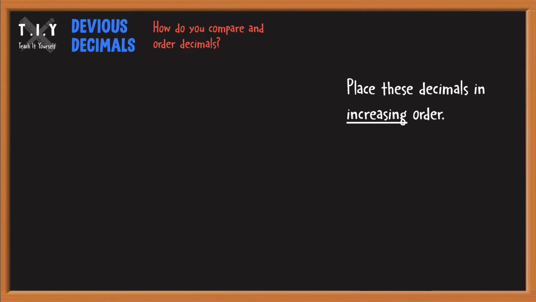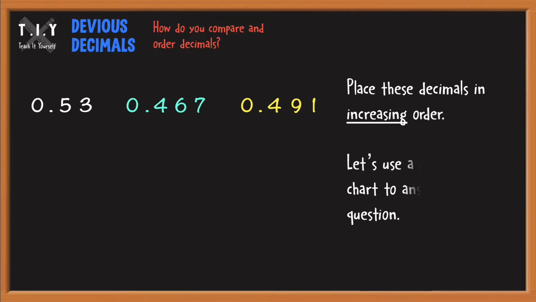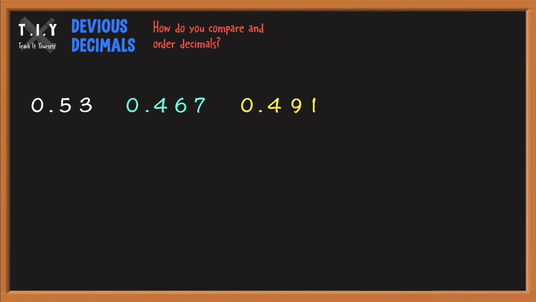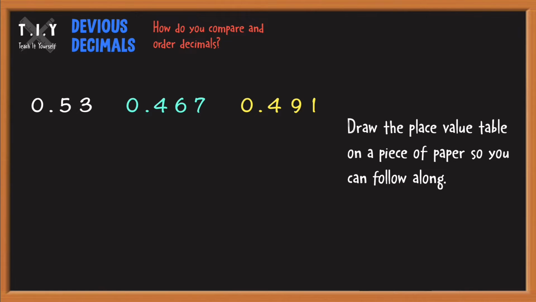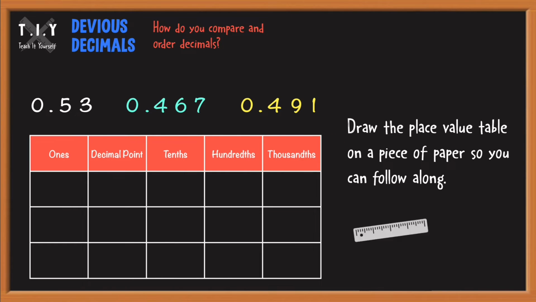Place these decimals in increasing order. 0.53, 0.467, 0.491. Let's use a place value chart to help us answer this question. Draw the place value table on a piece of paper. Make sure you use a ruler to keep it nice and neat.